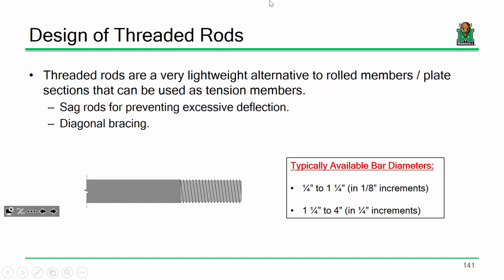All right. I do want to talk about threaded rods, and I do want to discuss how they are designed, because, let me be clear, threaded rods are very good elements for design. I don't want you to see Hyatt Regency and go, nobody would ever use a threaded rod. No, that's not the case. Threaded rods are still a very lightweight alternative to a typical tension member. They're lightweight, they're efficient. They are used in a number of instances, and they work very well. They're also incredibly easy to design.